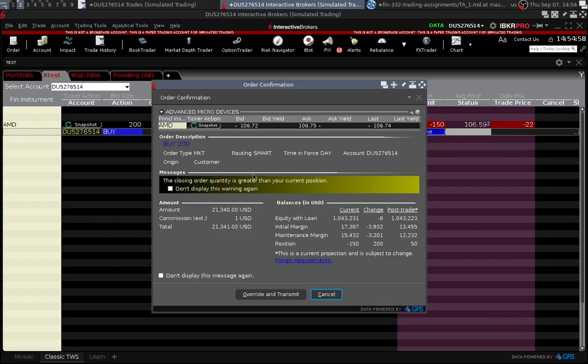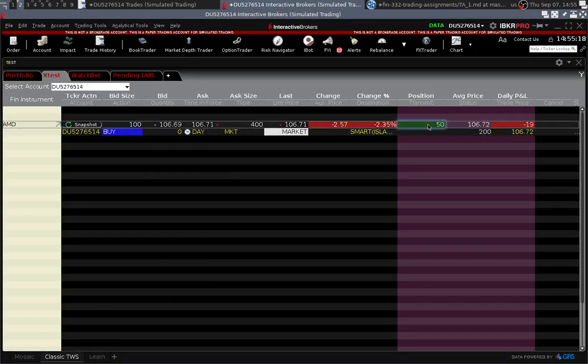A bunch of information will come up here confirming the order and so forth. I'm going to check don't display this again, but you can confirm the message about your current position. That's fine. So I guess I have a current position in AMD. So you can confirm this, transmit, and now I guess I was short. Sorry. From earlier trading, I obviously had a short position of 150 in AMD. So when I bought 200 shares, I just went to positive 50. Okay, that's interesting.